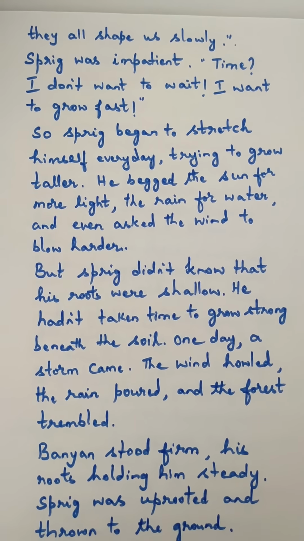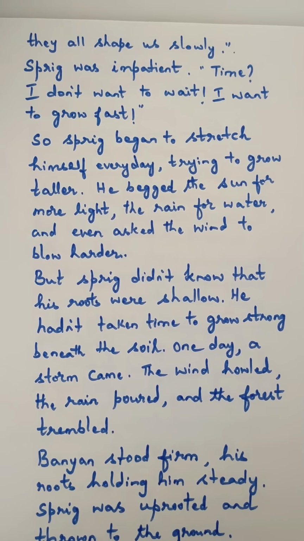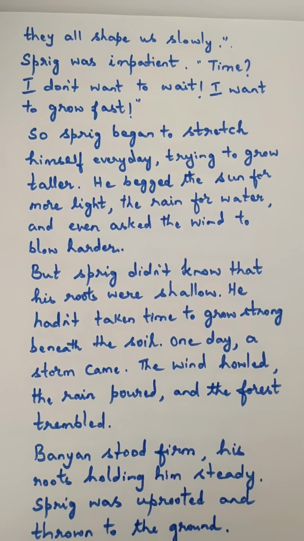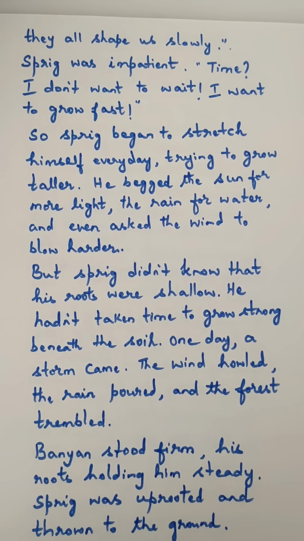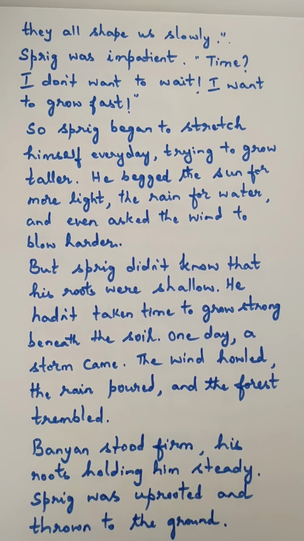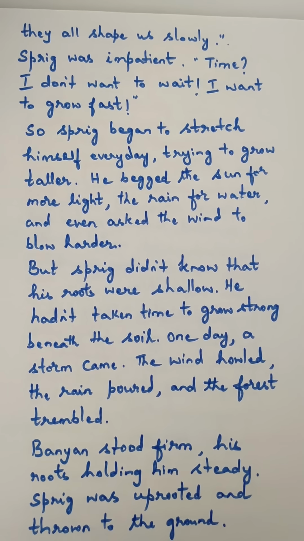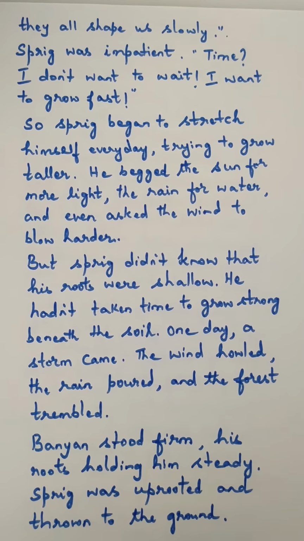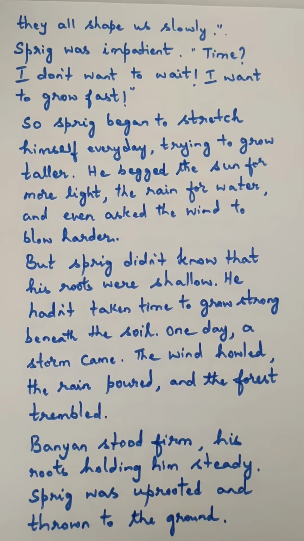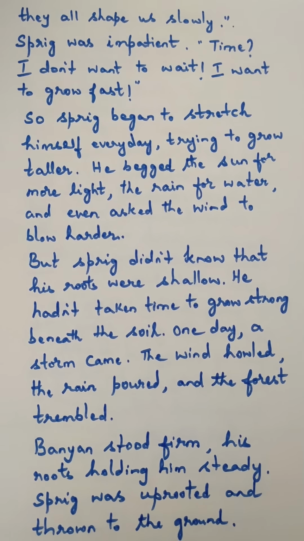Sprig was impatient. "Time! I don't want to wait. I want to grow fast." So Sprig began to stretch himself every day, trying to grow taller. He begged the sun for more light, the rain for water, and even asked the wind to blow harder. But Sprig didn't know that his roots were shallow. He hadn't taken time to grow strong beneath the soil.